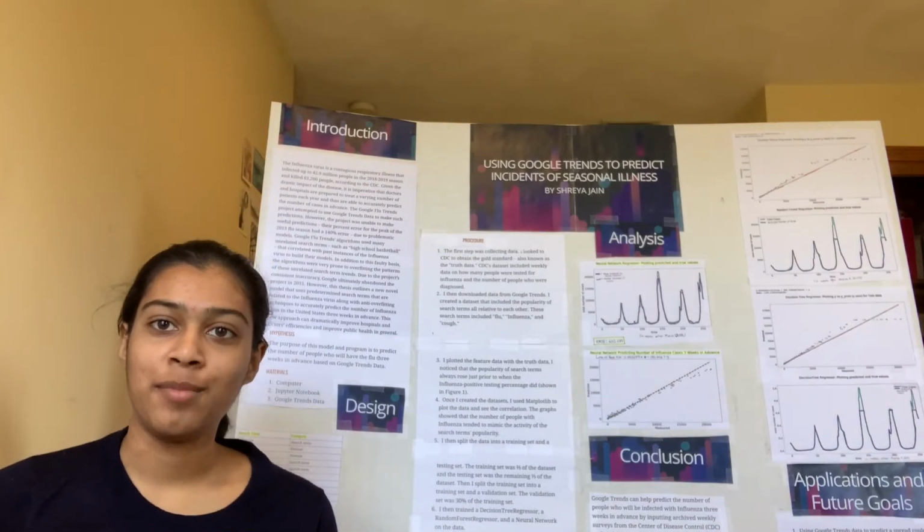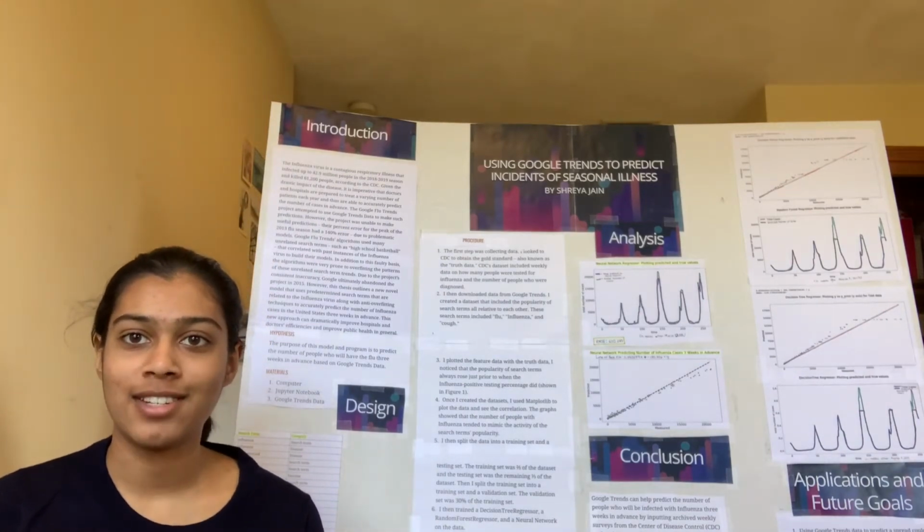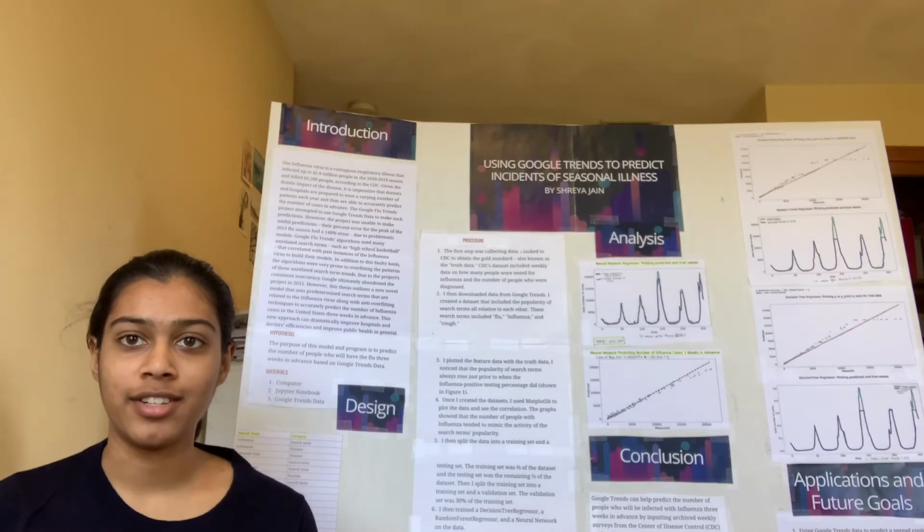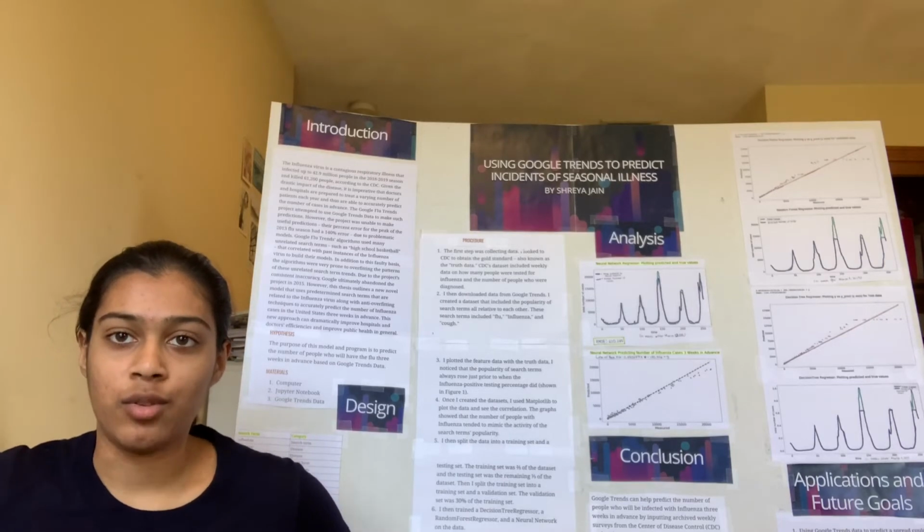My name is Shreya Jain, and I'm a junior at Middlesex School in Concord, Massachusetts. My project is using Google Trends data to predict how many people will get the flu 3 weeks in advance.